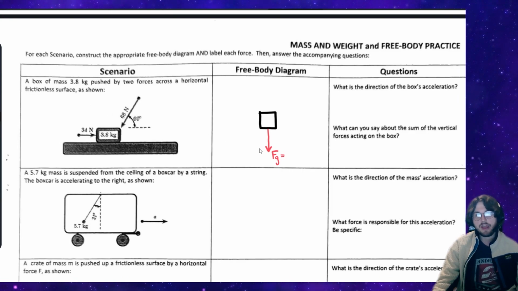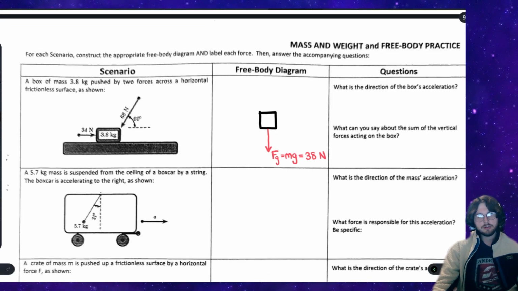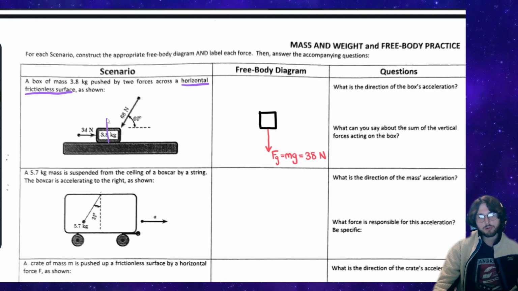We could also say that that force is equal to the mass times the acceleration due to gravity, which would be 3.8 times roughly 10. So we could say that that's about 38 newtons total. Okay. Now, up here, we could also say that it's in contact with a horizontal surface and it's frictionless. So if we've got an object on a surface, there needs to be a normal force perpendicular to that surface, like that. So let's go ahead and add that to our free body diagram as well.